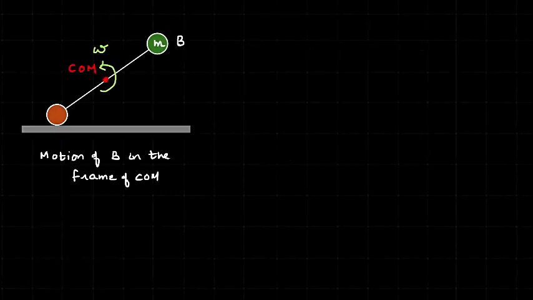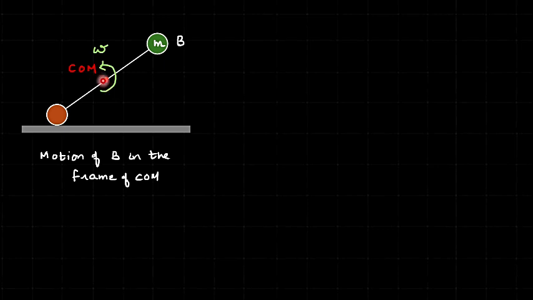So now we want to see the motion of B in the frame of center of mass. So in the frame of center of mass, the path is absolutely circular motion. The center of mass frame is a non-inertial frame because the center of mass, from the moment it lifts, gets the acceleration g downward. So the center of mass has acceleration in the downward direction.